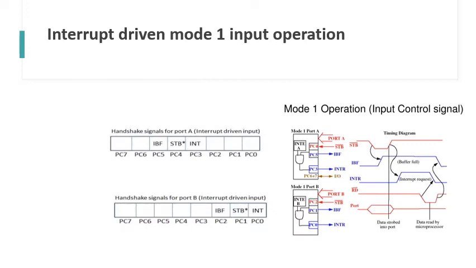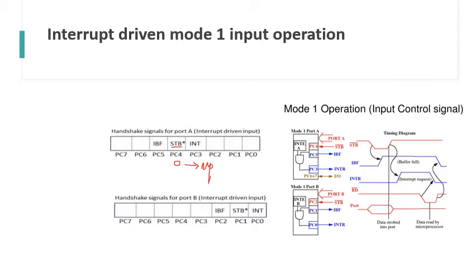Let us discuss about interrupt driven mode 1 input operation. We can configure port A and port B to work in mode 1 independent of each other. In either case, there will be 3 handshaking signals provided by the lines of port C. Let us first discuss about this STB. It is an active low input signal for 8255. The input device gives a low going pulse at this pin whenever it has a data to send to the microprocessor.